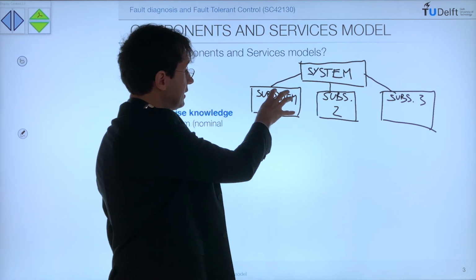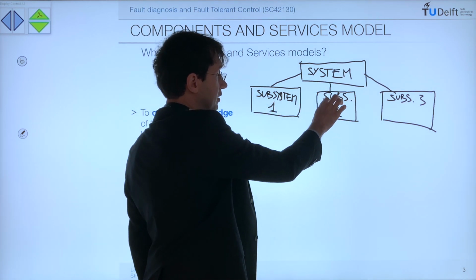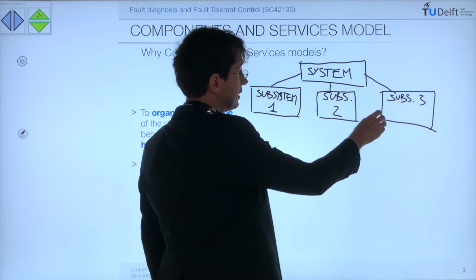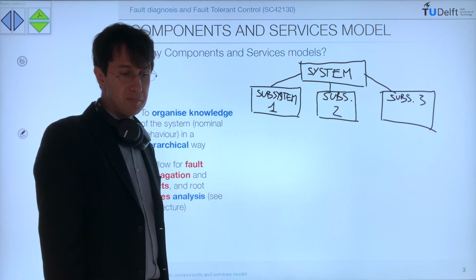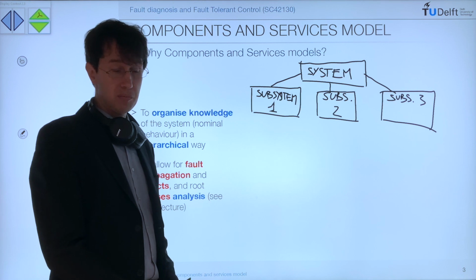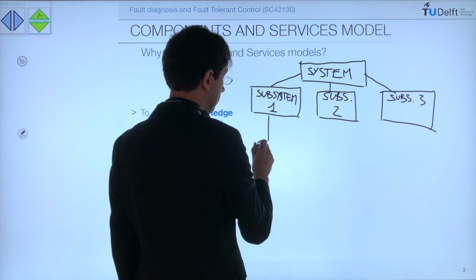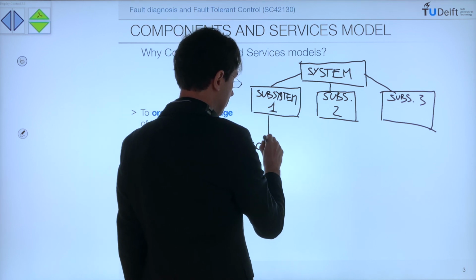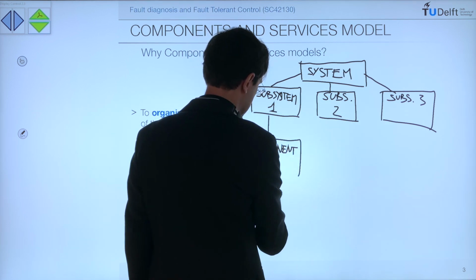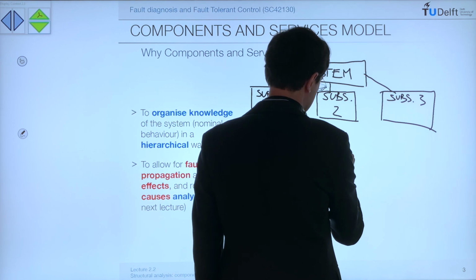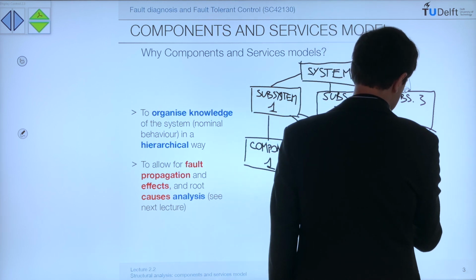For example, these can be a system providing measurement. This can be a system including the actuators, and this can be a system where we have the controller. Subsystems themselves can be described as a collection of components. So let us describe, for instance, the subsystem 1 as a collection of component 1, component 2, and so on, component n.